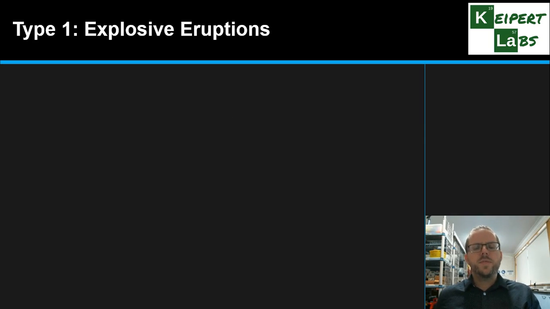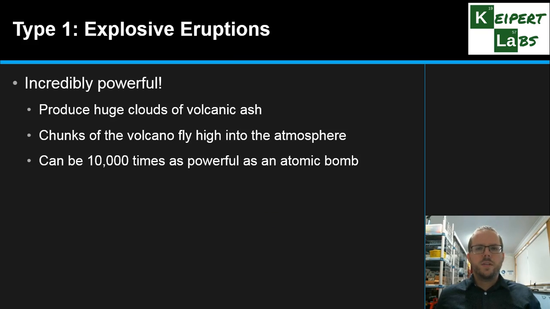Okay, so the first type that we're thinking about here, and you can write on your sheet, is explosive eruptions. So the key things that we want to be aware of here is that we've got an incredibly powerful eruption. We're getting massive clouds of volcanic ash forming, which is often more damaging than any lava that's produced. And some explosive eruptions involve very little lava, but just incredible amounts of ash. Okay, we're getting chunks of volcanic rock going high into the atmosphere, and about 10,000 times as powerful as an atomic bomb. So an incredible amount of energy is involved in this explosive eruption.